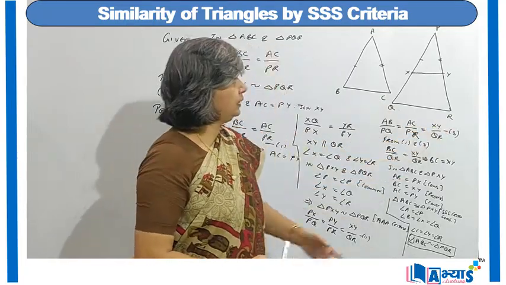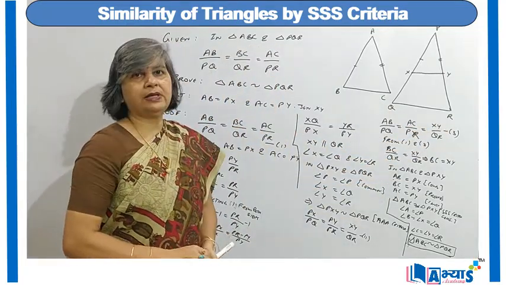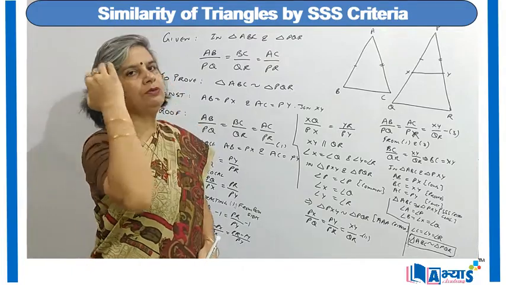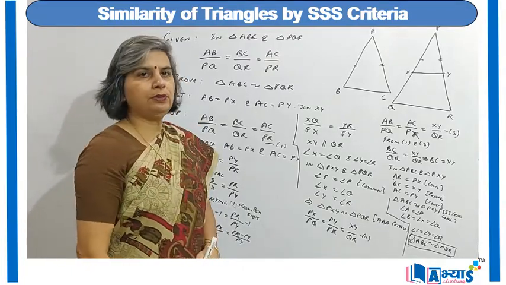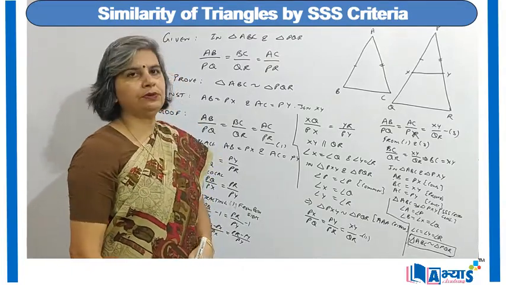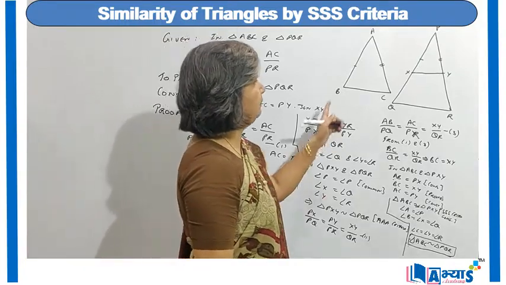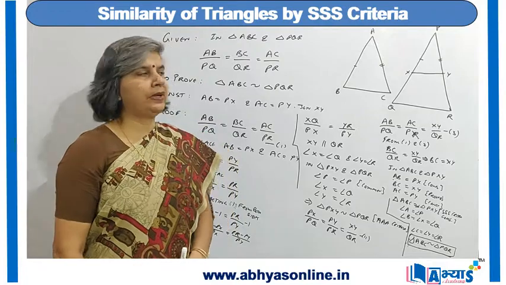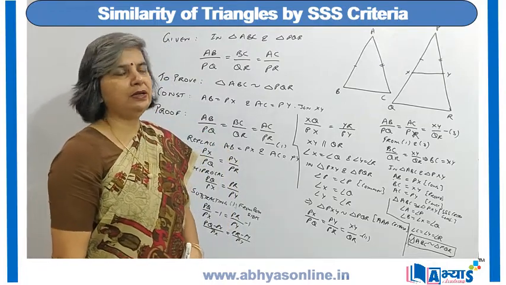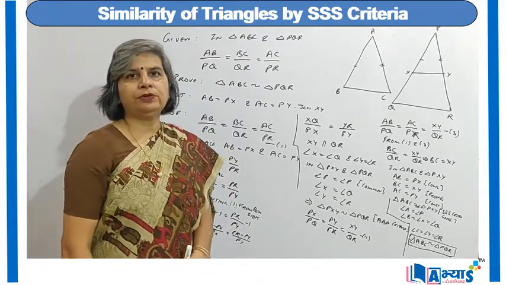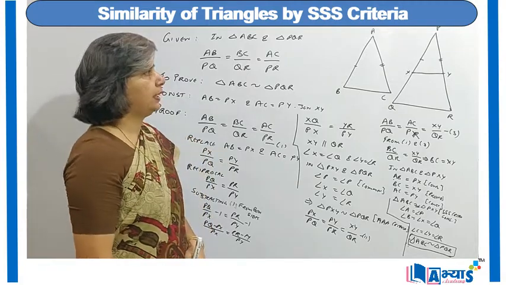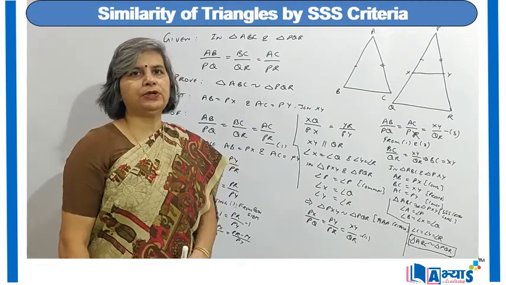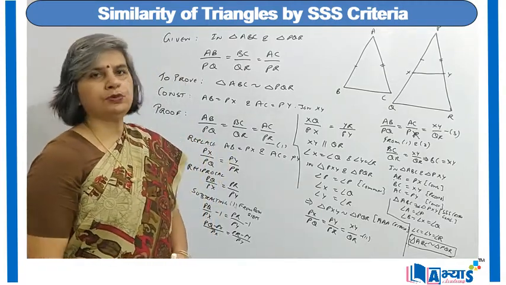C is equal to R. So in two triangles ABC and PQR, angle A is equal to angle P, angle B is equal to angle Q, and angle C is equal to angle R. Hence triangle ABC is similar to triangle PQR by AAA criteria of similarity. So hence we have proved the theorem. So we can say that if in two triangles the corresponding sides are in ratio, then the two triangles are similar.